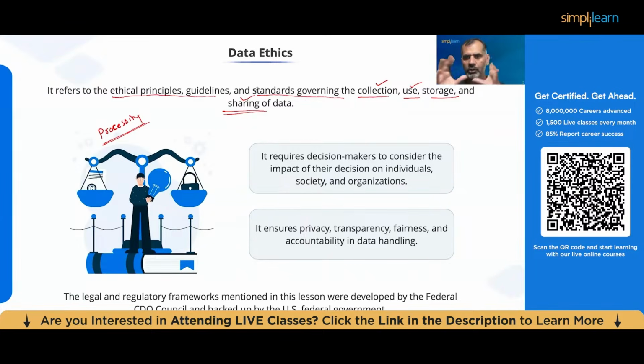So data ethics covers all these rules, regulations and standards. When it comes to data, it requires decision makers to consider the impact of their decisions on individuals, society, and organizations. That is where we collect data, and we have understood from our previous sessions that we do data analytics because we want to convert raw data into information, and once you get this information, you can use it for making better decisions. So this information helps you to take better decisions.